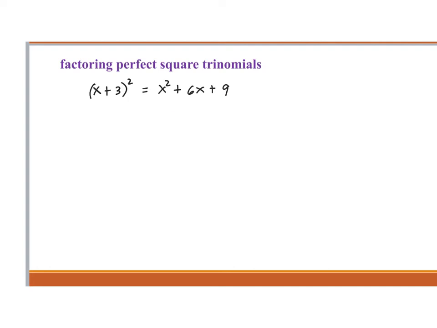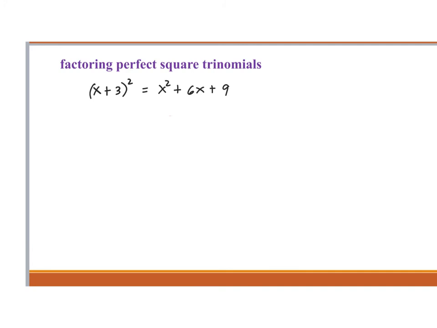Normally, we factorize a quadratic trinomial by looking for two numbers that equal the last term when we multiply them, so in this case 9, and equal the coefficient of the middle term when you add them. In this case, it's positive 3 and positive 3. That's why we have x plus 3 and x plus 3 as the factors.